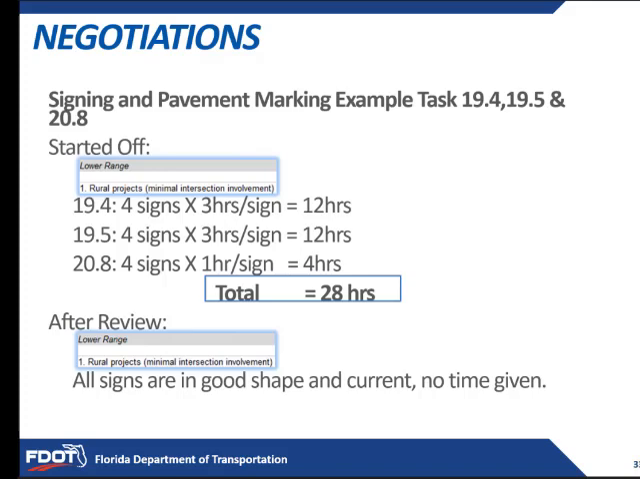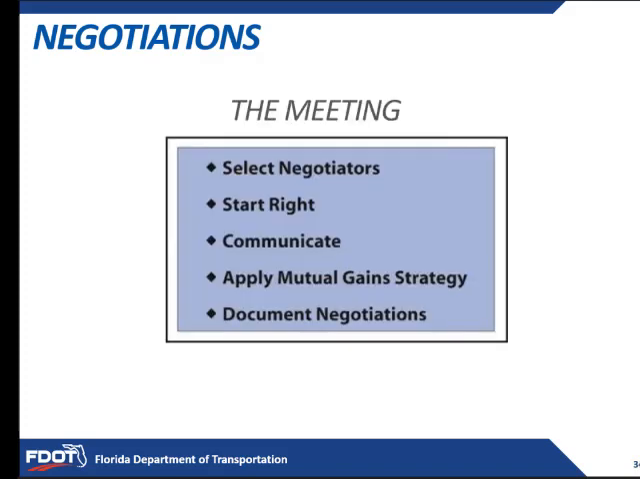So once we've done our homework and reviewed the job and developed our own staff hours, we have our understanding of what the expectations of the project are, and we have the meeting. With the meeting, it's helpful to select a negotiator. This can be helpful to establish clear roles for all parties.